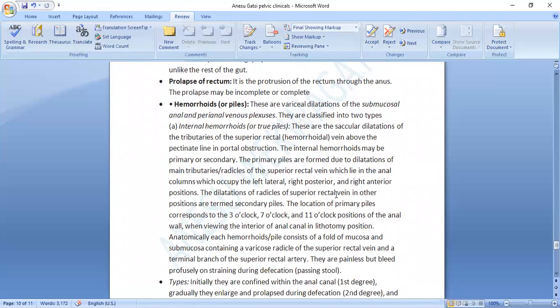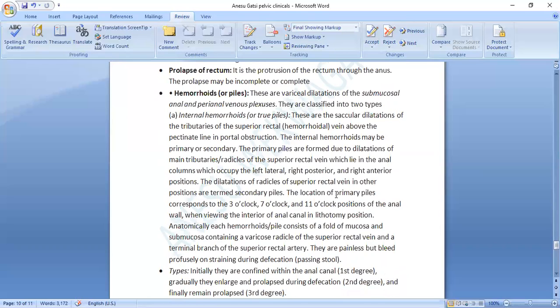So the hemorrhoid will consist of a fold of mucosa, then submucosa containing a varicose superior rectal vein, then a terminal branch of a superior rectal artery. This will be painless except when you pass stool, because remember that the upper half of the anal canal is only sensitive to stretch, as opposed to the lower half that is supplied by somatic nerves, the inferior rectal nerve. So that one will be painful no matter what. It won't be painful only on defecation.